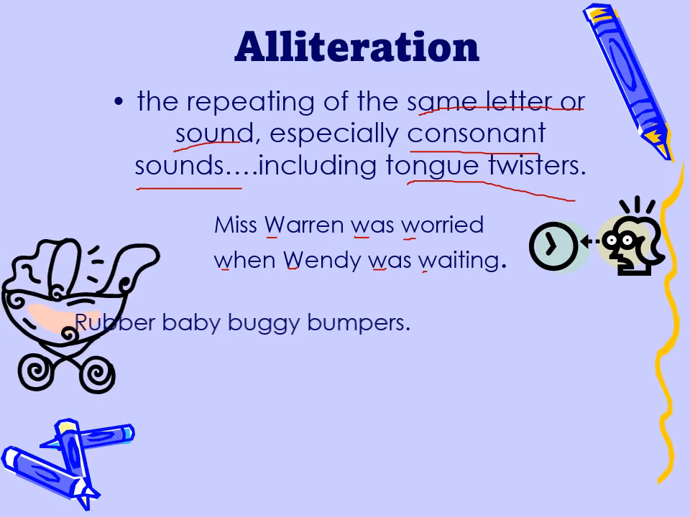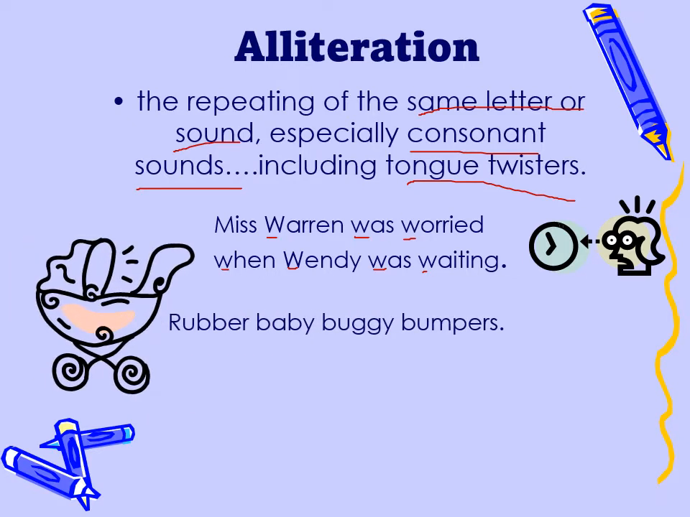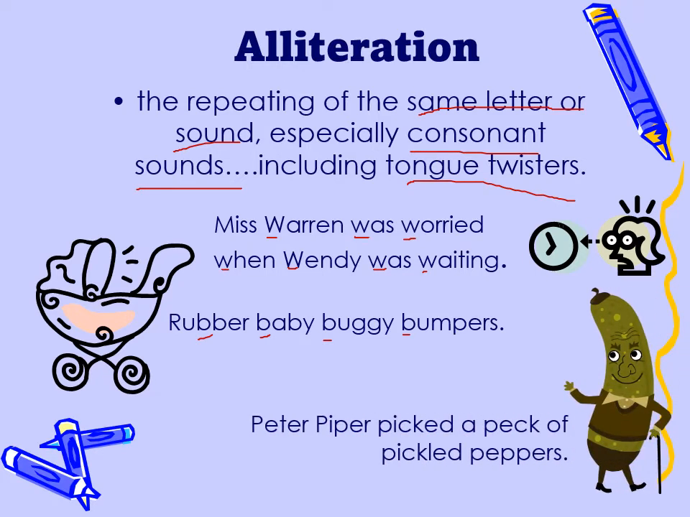Right, another example. Rubber baby buggy bumpers. So what consonant sound is being repeated? Yeah, the B or the letter B. Okay, and the next one, Peter Piper picked a peck of pickled peppers. Yeah, very familiar, right? Okay, so we have the P sound being repeated. So this is an example of alliteration. So we use this to make our statement sound creative and the rhythm is good to the ears.